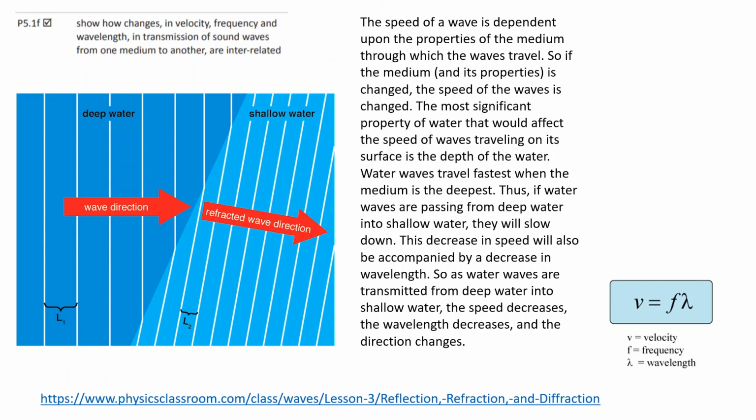This decrease in speed will also be accompanied by a decrease in wavelength, and that's because using v equals f lambda, if lambda goes down and f stays the same, v goes down. So as water waves are transmitted from deep water into shallow water, the speed decreases. Just remember the last sentence. The speed decreases, the wavelength decreases, and the direction changes.